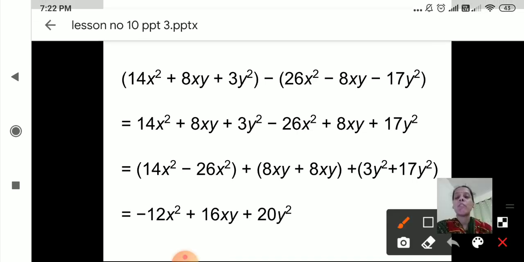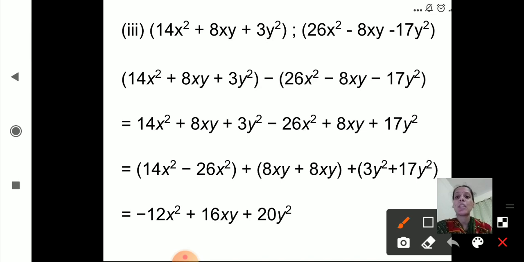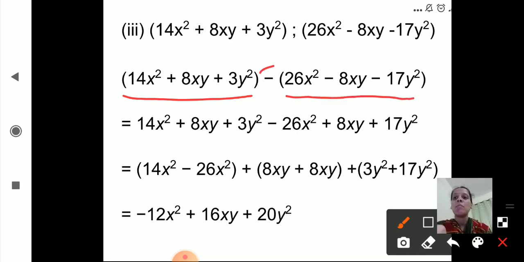First step is what? We will write down both the algebraic expressions in brackets and in between a minus sign. So this is the first algebraic expression and this is the second algebraic expression, and in between the minus sign, as we are doing subtraction of algebraic expressions. If we are doing addition of algebraic expressions, we will write down a plus sign.